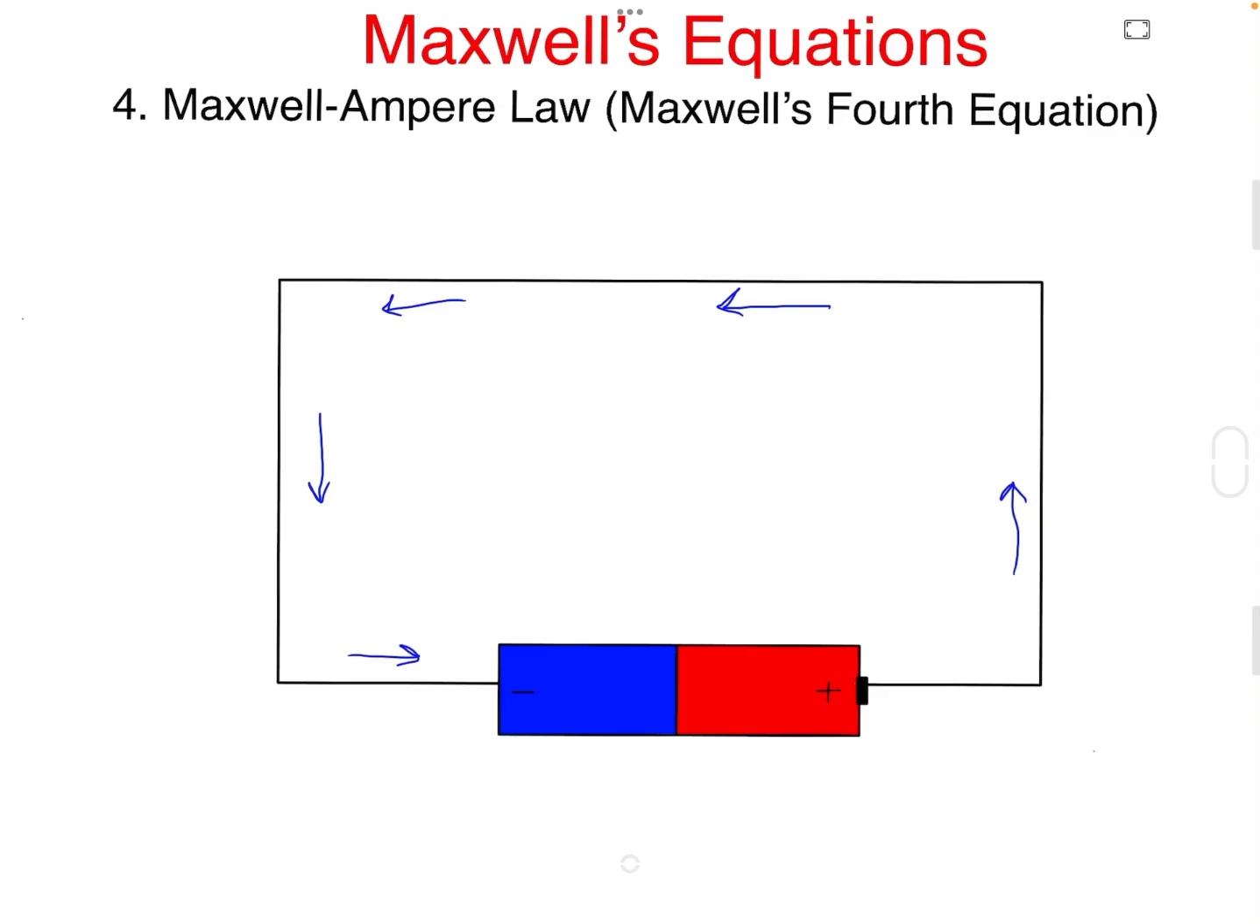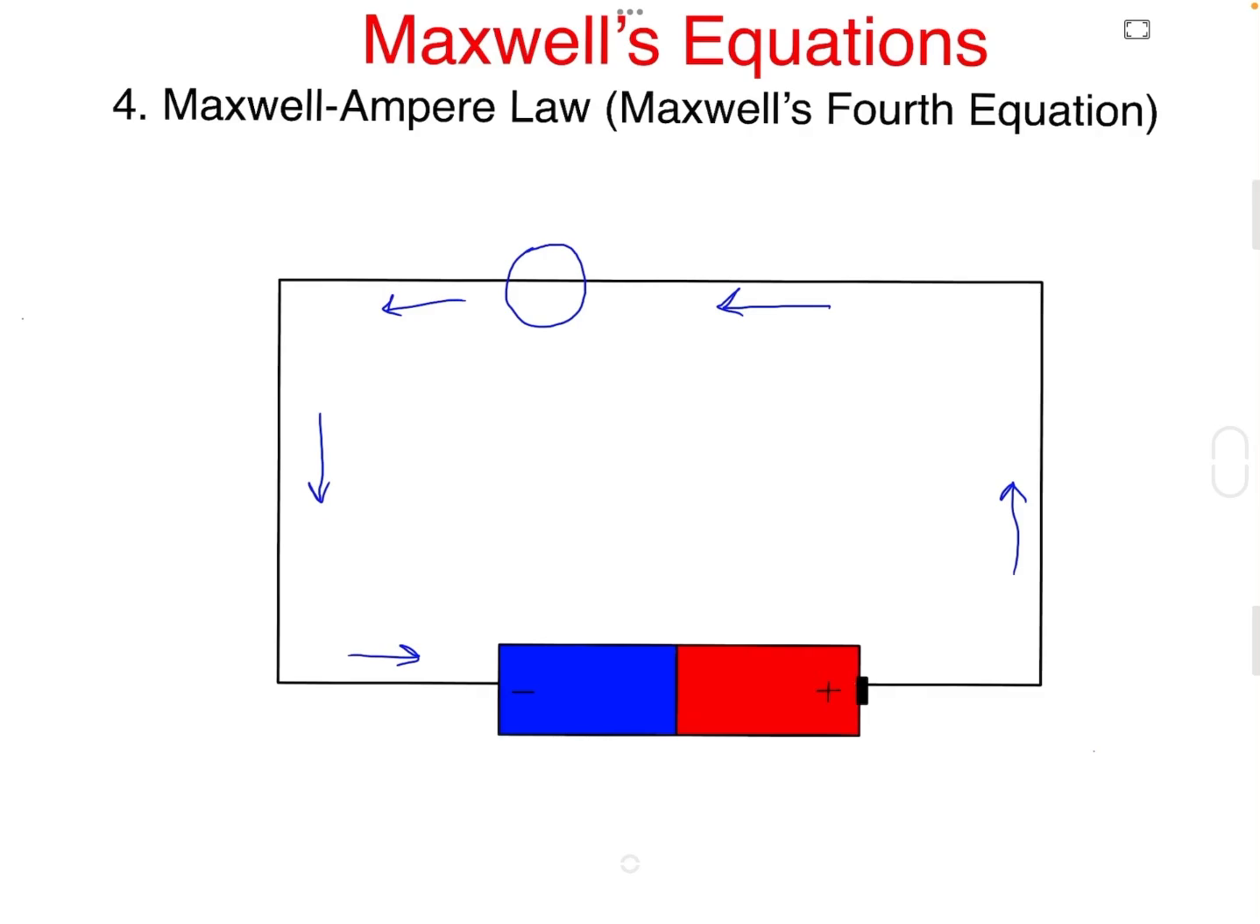Okay, so what does Ampere's original law tell us? Not the Maxwell-Ampere, but the Ampere law. It says that this current generates a magnetic field that circles the wire in concentric loops. So we have this kind of loop. That's what we assume, that a magnetic field is forming around this wire.